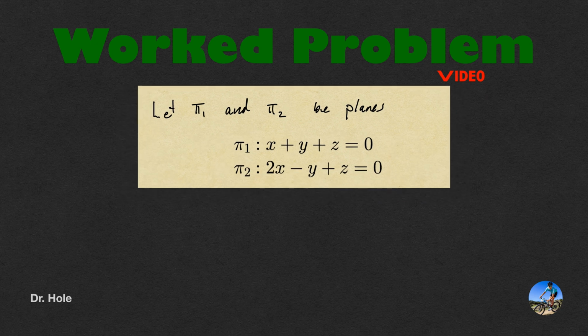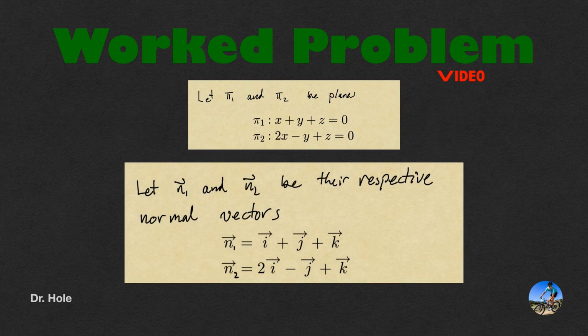From these equations, we can easily read off their respective normal vectors, n1 vec and n2 vec. Look at pi1, the coefficients are 1, 1, 1. Therefore, n1 vec, a normal vector, is i vec plus j vec plus k vec. Similarly, n2 vec is easily arrived at.